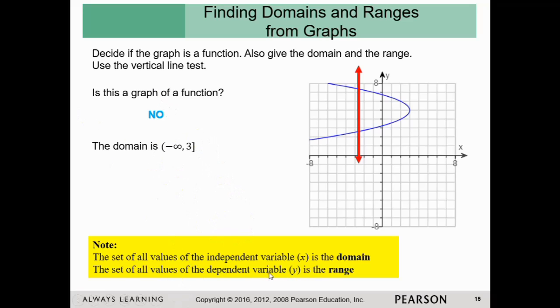Remember, the range is a set of all values of the dependent variable y. So that's all these going in the vertical direction. And remember, this thing goes on forever. So that means that our range is going to be negative infinity to infinity, because this thing goes on forever in both directions.